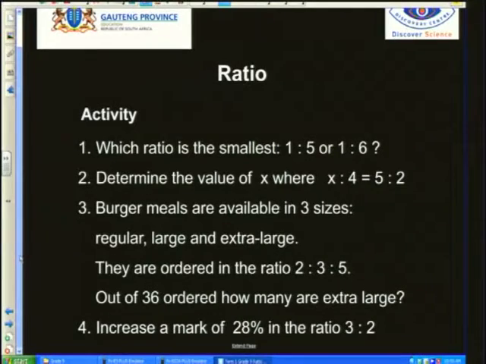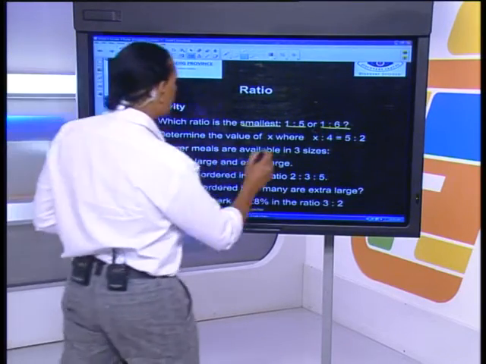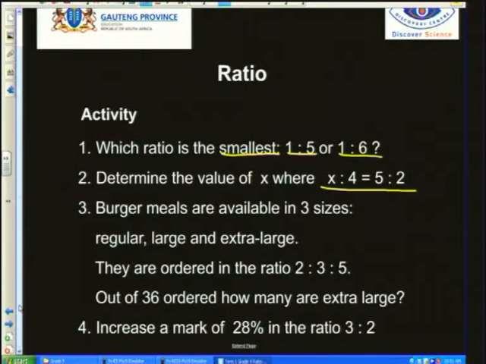Right, time for you to try one. Here's your activity. There are 4 activities. The first one is, which ratio is the smallest, 1:5 or 1:6? This one you have to think about, guys. Then, determine x, if x is to 4 equals 5 is to 2. Some algebra there. Then burgers are available in 3 sizes, in the ratio 2 is to 3 is to 5, and you order 36 burgers. How many are extra large?